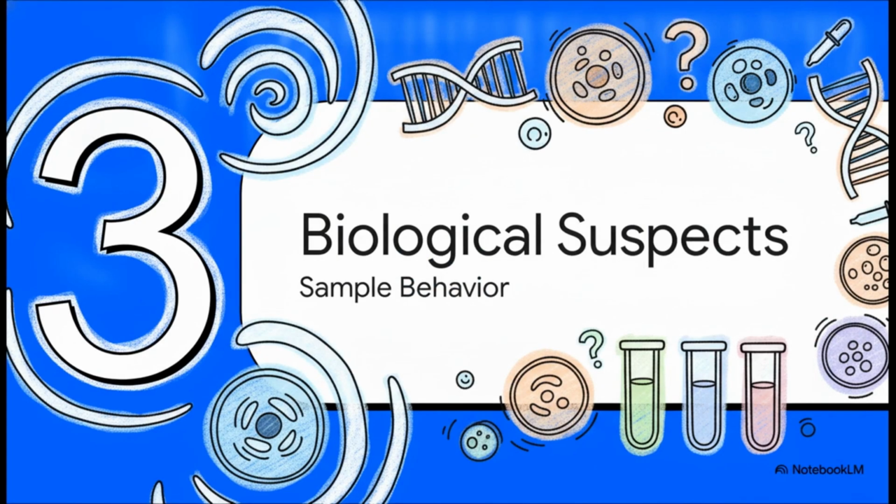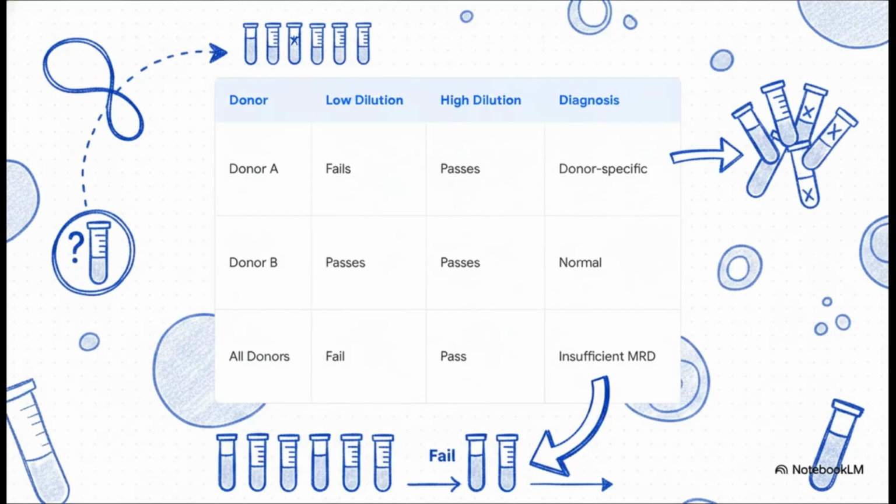Section 3, the biological suspects, sample behavior. Now let's look at how authentic biological samples behave across different donors. This brilliantly illustrates how to interpret serial dilution failures. You simply can't rely on a single pooled sample. For example, if donor A fails at a low dilution but the others are totally fine, well, we're likely looking at donor-specific interference, isolated incident.